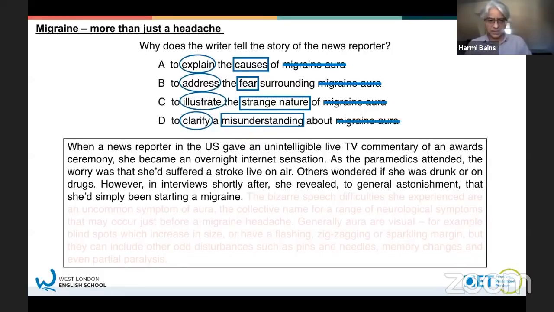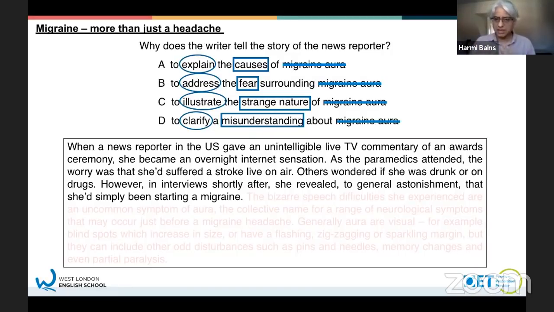Again, you can see in the first sentence, they have the word unintelligible. And again, you can see how important vocabulary is to reading part C. Unintelligible, so basically they couldn't understand. If something is unintelligible, it means you can't understand. So they couldn't understand this news reporter.